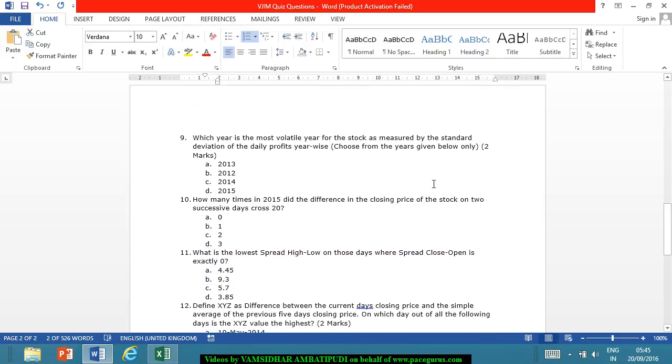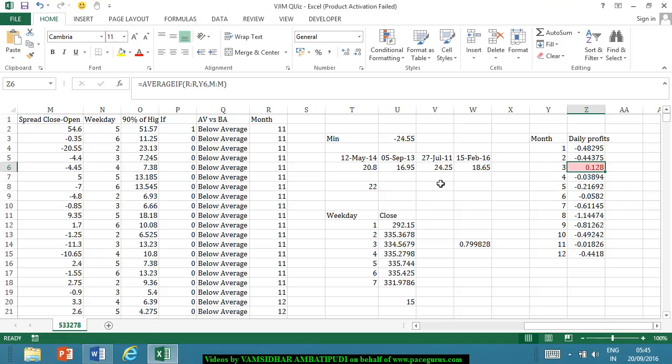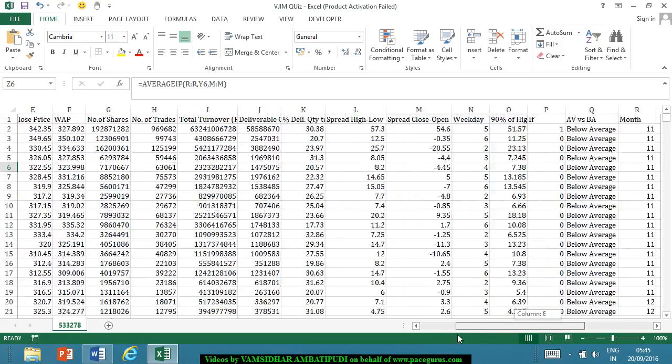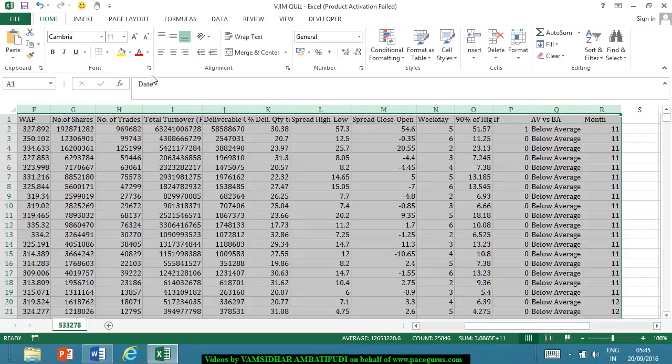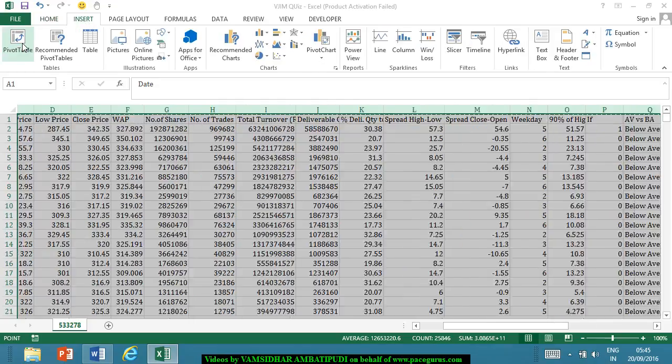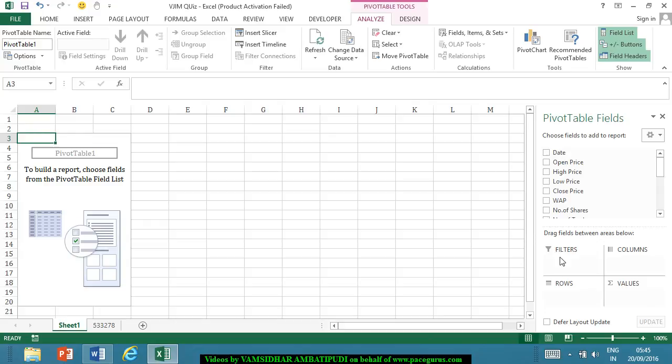Then, which year is the most volatile year for the stock as measured by the standard deviation of the daily profits year-wise? So I want to find out the year-wise standard deviation of the daily profits, and I have to choose from the years given below only. For standard deviation, the better thing is I rely on the pivot table. So I select this whole thing, I say insert a pivot table in a new sheet, wherein I'll drag my years.